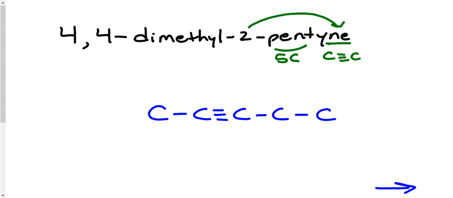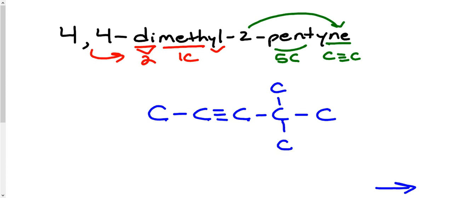But we're not done yet. I can see that we have di, which is 2 methyl, 1-carbon branches. -yl tells they're a branch. They're both on carbon 4. So carbon 1, 2, 3, 4 has 1 methyl going one way and 1 methyl going the other way. These are 2 separate branches. They're pointing in opposite directions. They're both 1 carbon long. So this is now the structure for 4,4-dimethyl-2-pentyne.